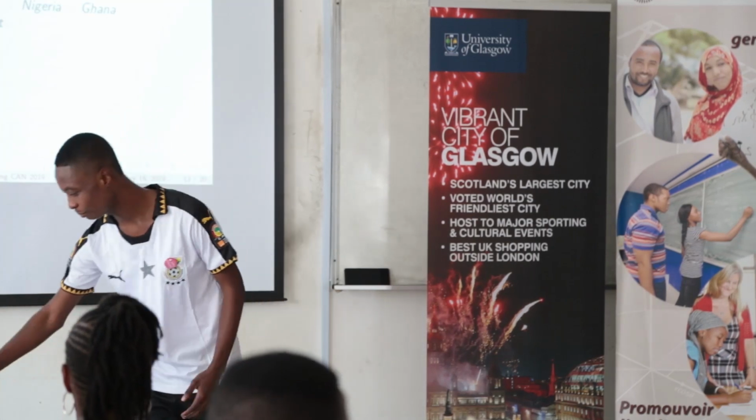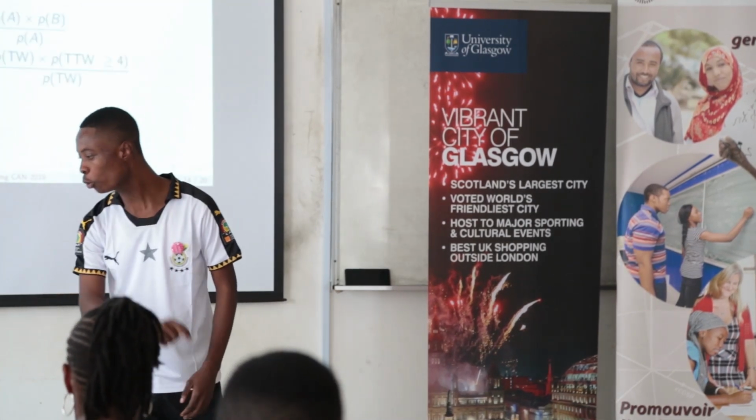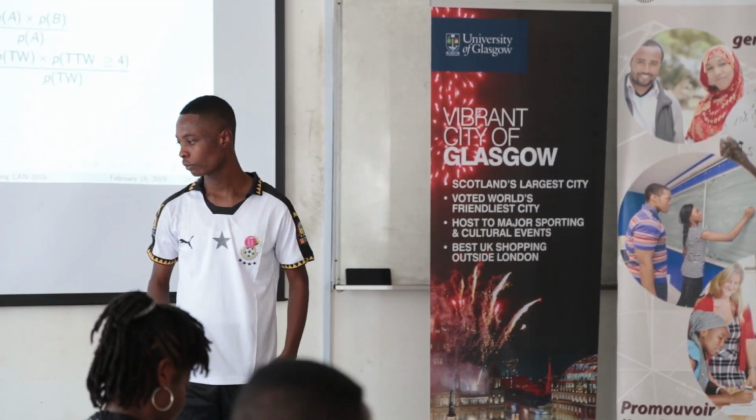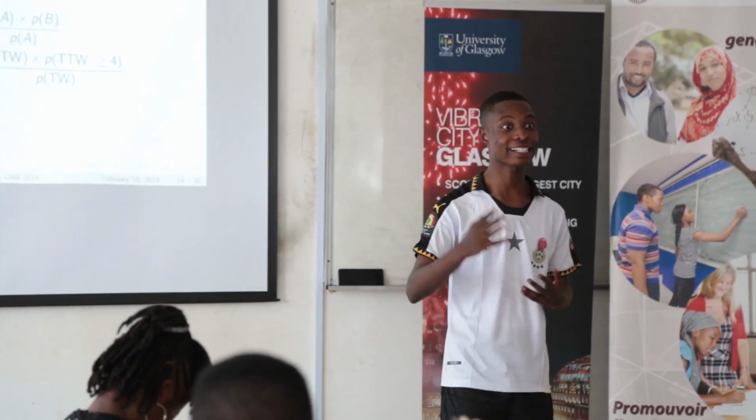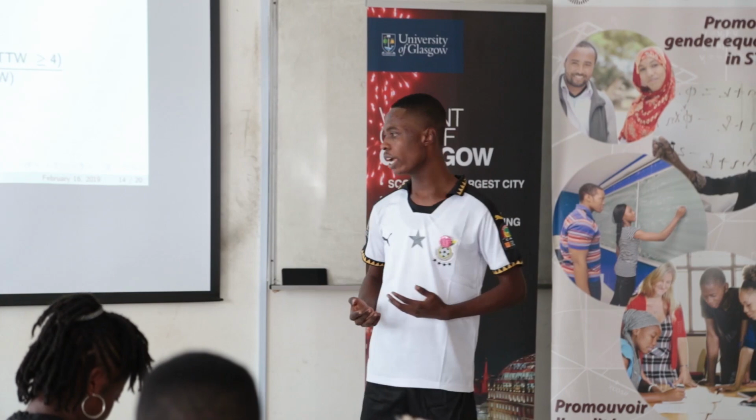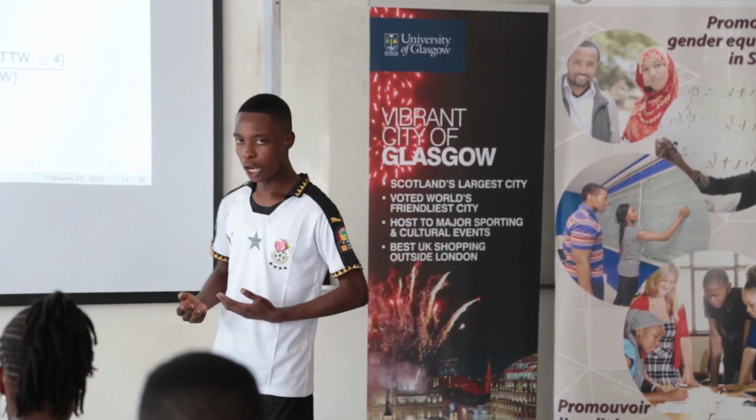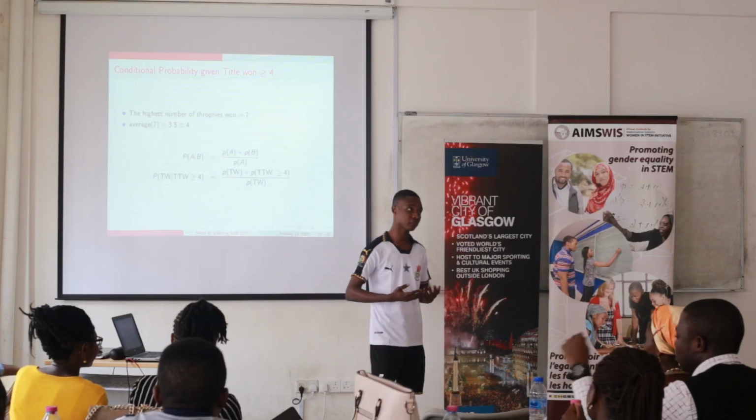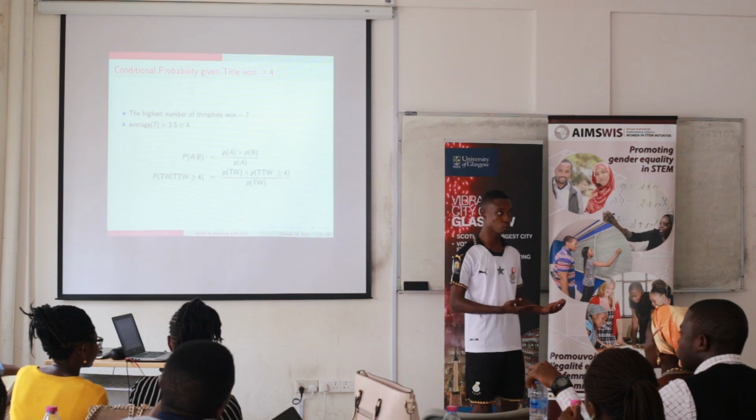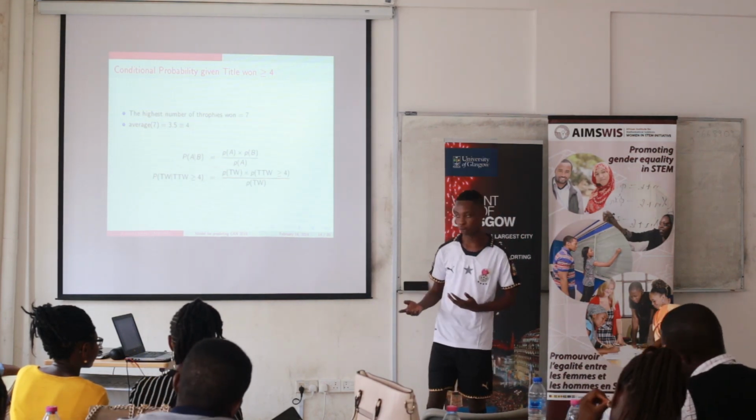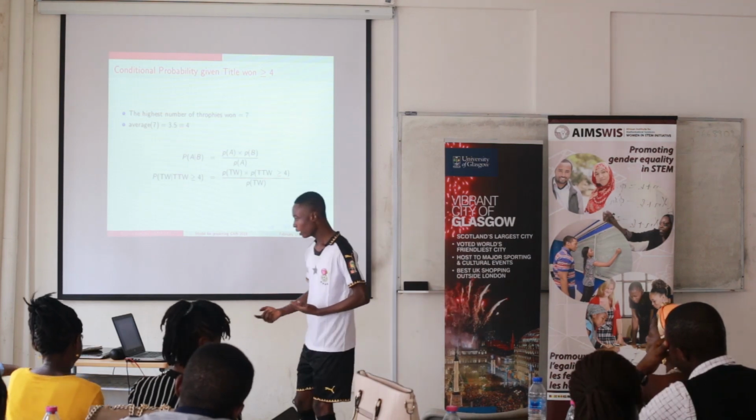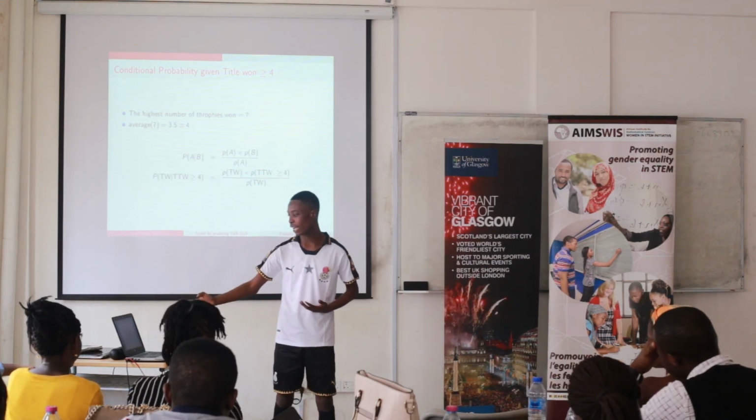You can take one guess. So we go on to the second phase. As I said, the highest number of trophies won is 7. And I want to find the average so that I will see those who are failing to accept the model and those who are willing to go by my model. And when I took the average, I had 3.5.